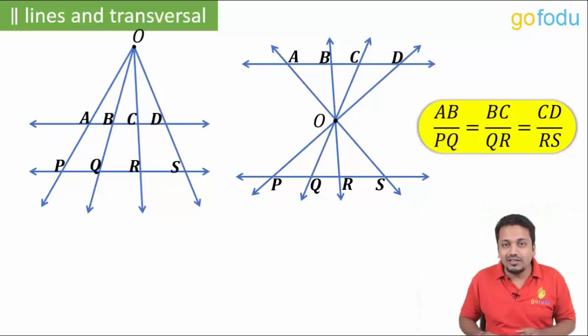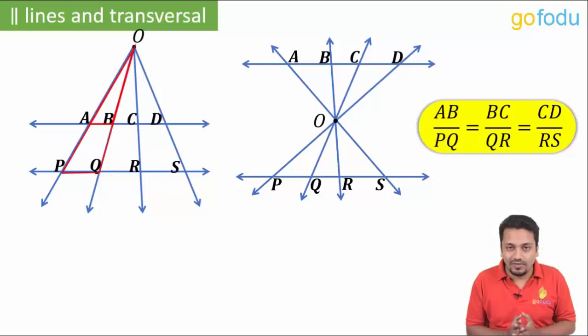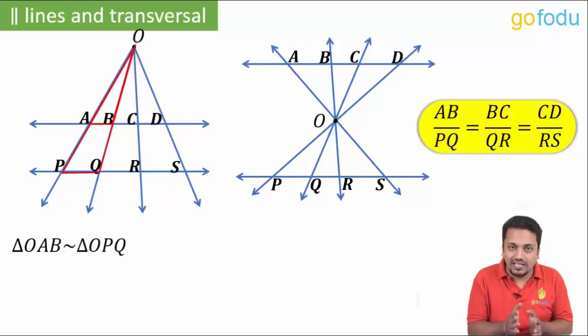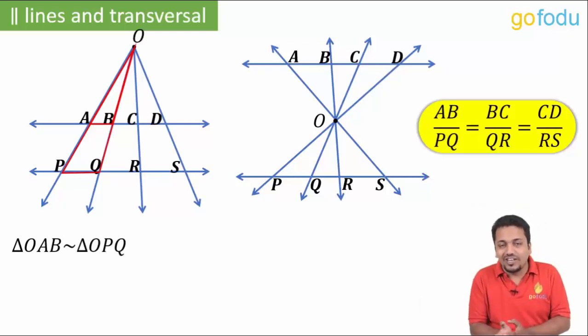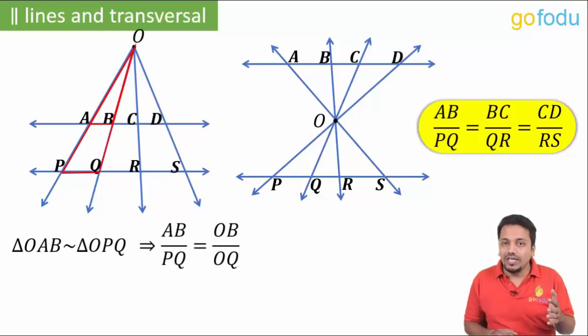Proof is pretty simple. Look at these two triangles, OAB and OPQ. They are similar, right? One angle is common and the two lines are parallel, so corresponding angles will be equal. So these triangles are similar. Now as they are similar, we can say AB upon PQ is equal to OB upon OQ.